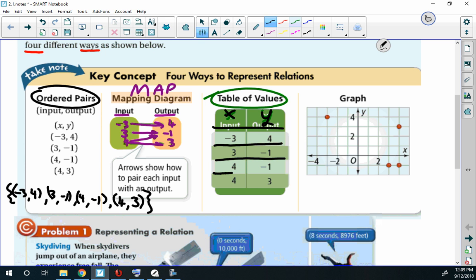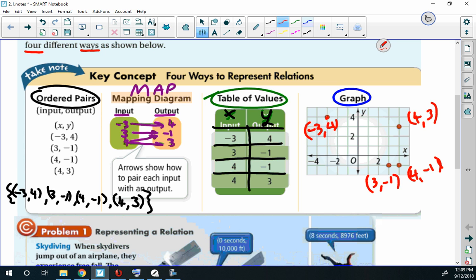So you've seen those, I'm sure, before. So that's nothing new. And finally, the graph. I don't like that they didn't label the graph, but you've seen graphs before. So I'm assuming this is at point -3, whatever it is, -3, 4 up there. And then here's the point, what's that, 3, -1. And then 4, -1. And then, what's that other one, 4, 3.